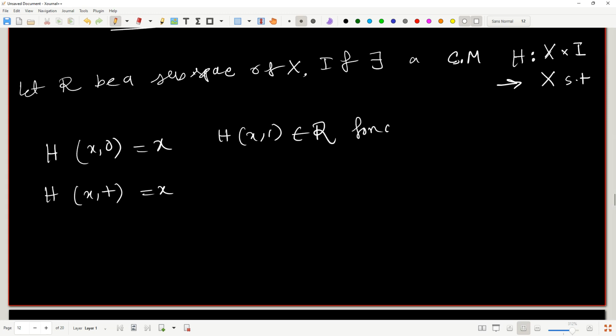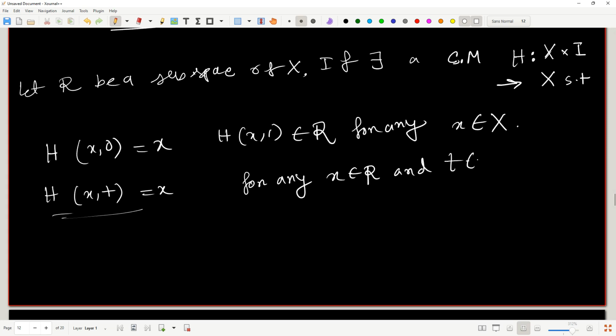for any small x belonging to capital X, and this condition means for any x belonging to R and t belonging to I. Again, you can think of I as 0 to 1. That's the standard thing that we're dealing with. So this is a homotopy, and this deformation retract is nothing but a continuous family of continuous deformations.